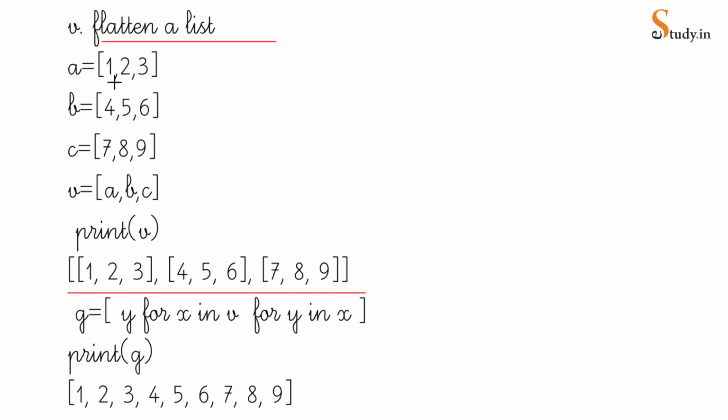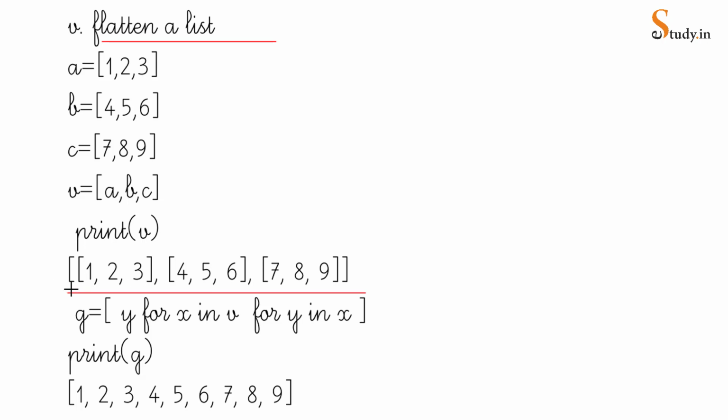So we have 3 lists, 1, 2, 3. This is the first element, this is the second element, and this is the third element of this list V, because we have written V is equal to A, B, C. This is a little higher, more advanced example, and those of you who are not comfortable with it can leave it altogether. You can come to this example later when you're more thorough with lists.